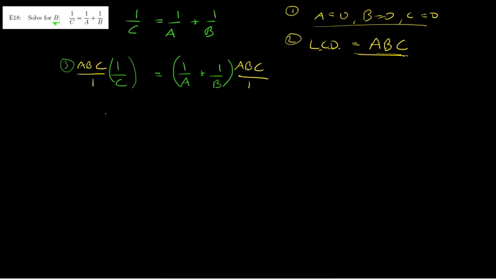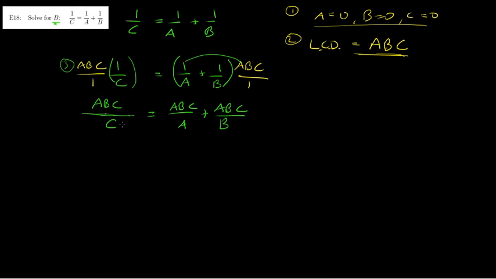So what do we get on the left here? On the left, we get this fraction here. We get a times b times c times 1 divided by 1 times c. And on the right, now we have to distribute this. We get 1 times a times b times c over a times 1 plus 1 times a times b times c over b times 1. Again, a big mess, not easy to deal with.